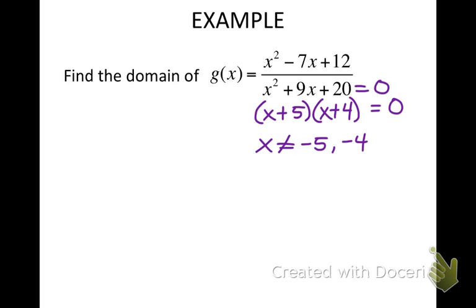So my domain is going to be what? It's going to be all real numbers, except, right, so we're just going to write it out as our domain. It's everything excluding, so x cannot equal -5 or -4.